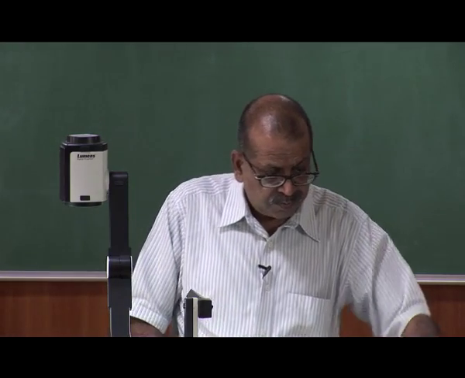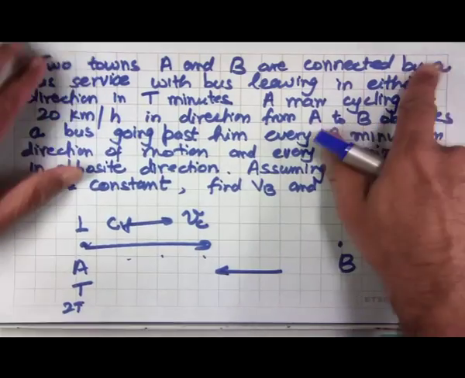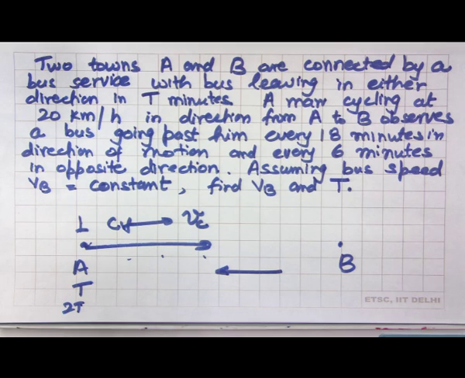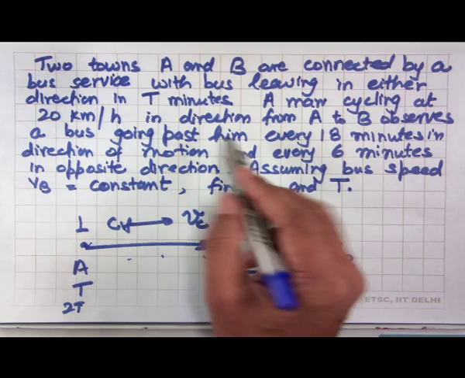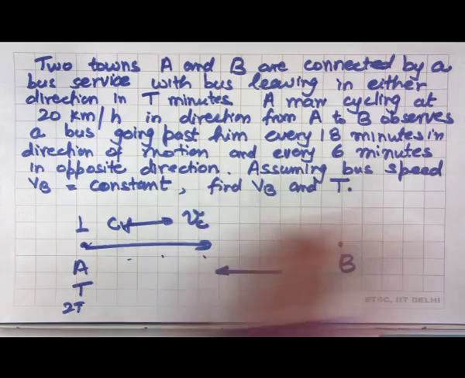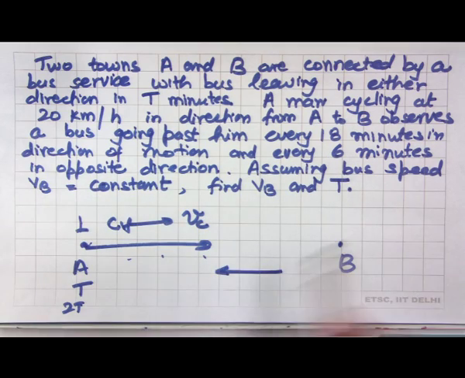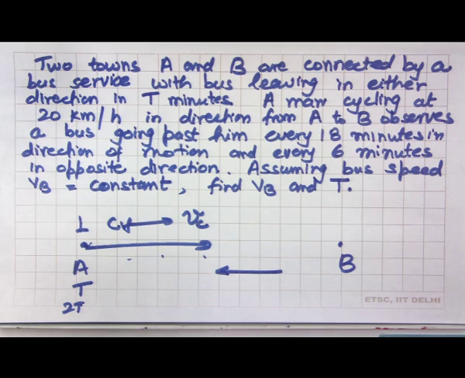Now, let us look at another problem. Two towns A and B are connected by a bus service, with buses leaving in either direction every T minutes. A person is cycling at 20 kilometers per hour in the direction from A to B, and he observes a bus going past him every 18 minutes in his direction of motion and every 6 minutes in the opposite direction.